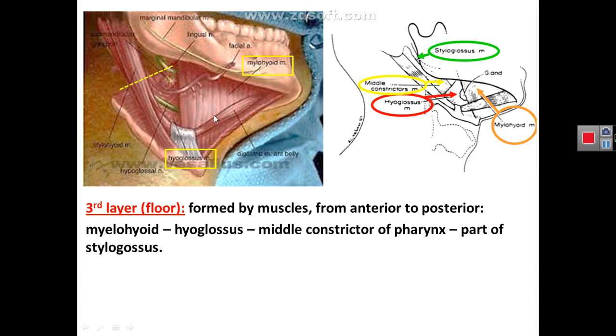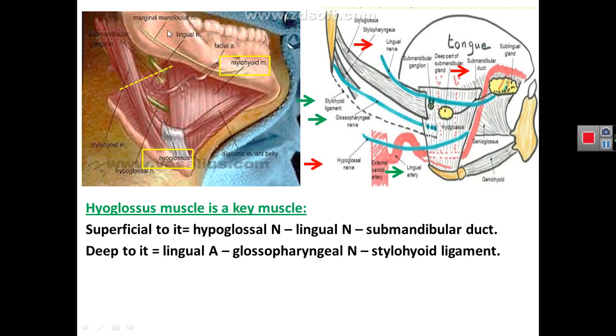In this third layer, which is the floor, hyoglossus is considered a key muscle in the submandibular region because, as you can see here, there are some structures superficial to it and some structures deep to it. Superficial to hyoglossus, the key muscle, are the structures denoted here by the red arrow.